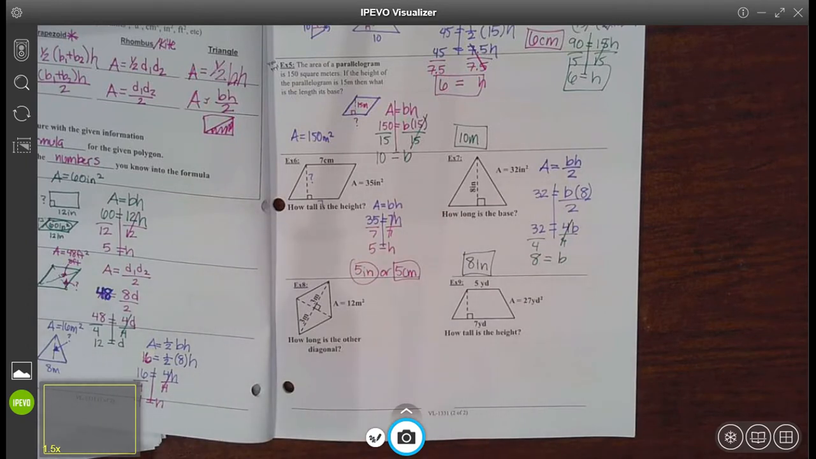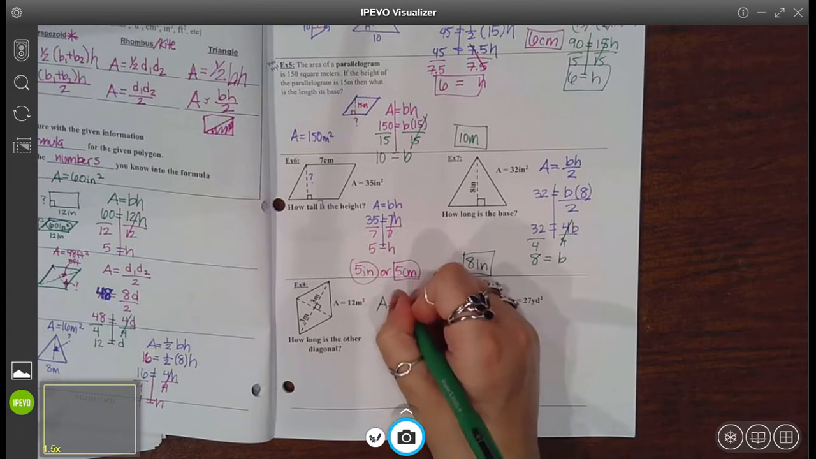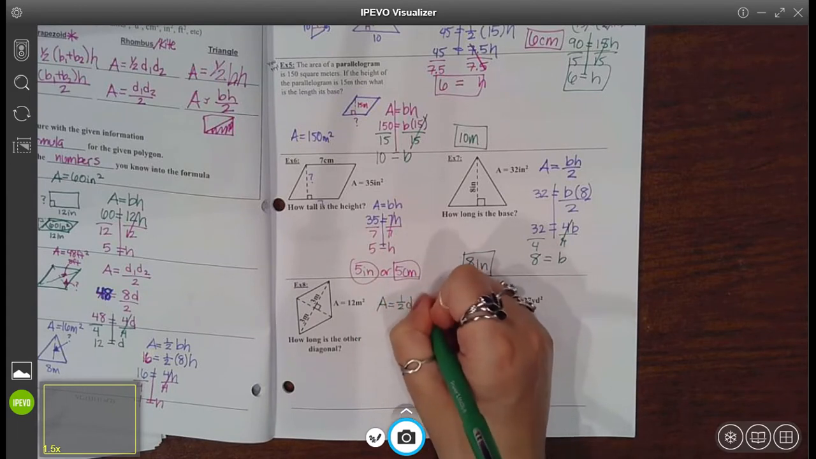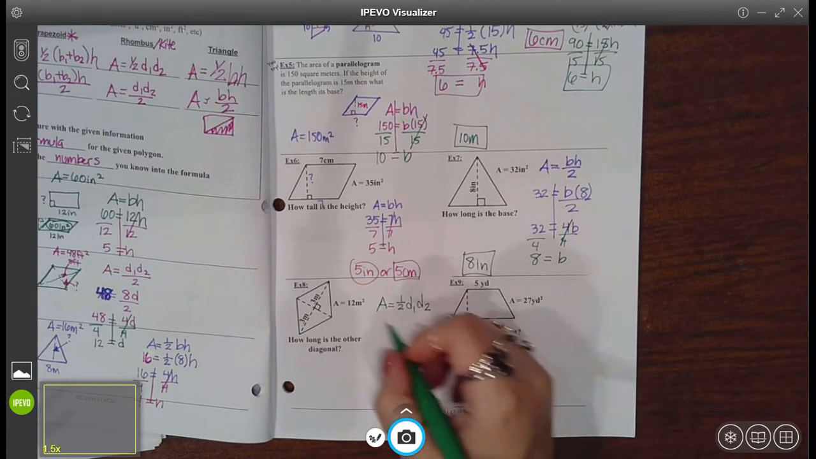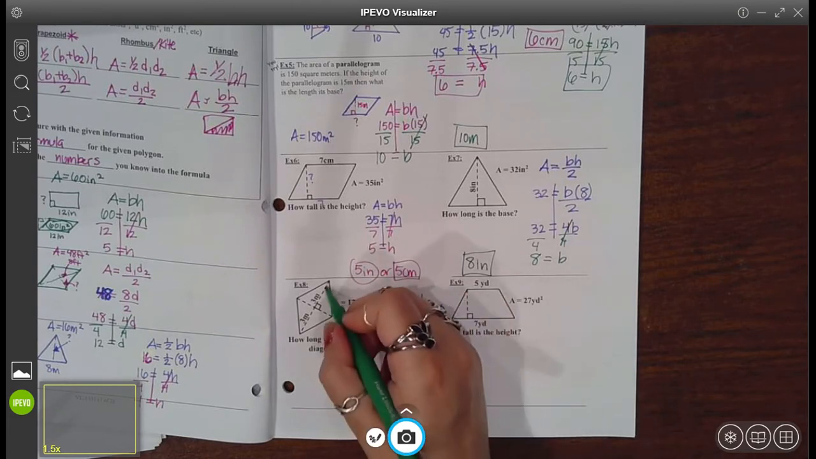Finally, example 8. How long is the other diagonal? Well, what shape is that? I think it's a slanted rhombus, but it could be a kite. The good thing is, if you can't decide, they both have the same formula. It's 1/2 diagonal 1 times diagonal 2. They tell me the area is 12. Bring down your 1/2. What's this diagonal?